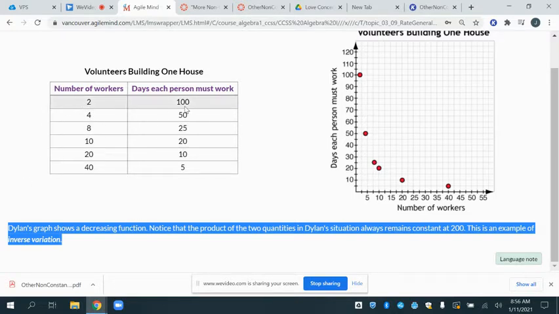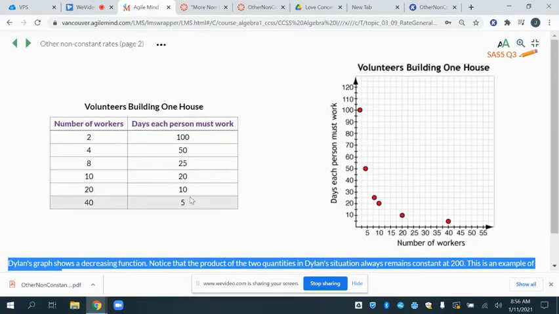Let's see, what's 2 times 100? 200. What's 4 times 50? 200. What's 8 times 25? 200. 10 times 20? 200. 20 times 10? 200. 40 times 5? You guessed it, 200. All of these multiply to make 200. That's the pattern here. Now, this is similar to something we did.